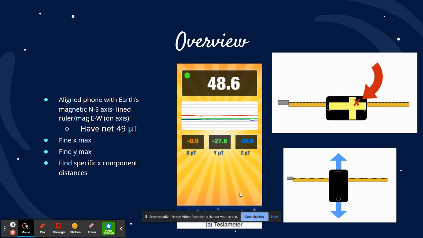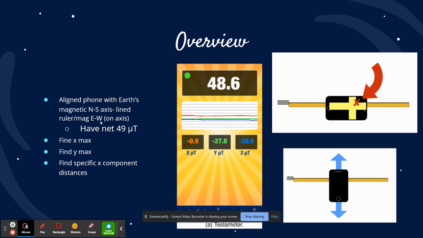As an overview, we downloaded a Tesla meter app on our phone and aligned our phone with the north and south axis. In Atlanta, the net would be 49 microteslas, and we tried to make that value as close as possible.